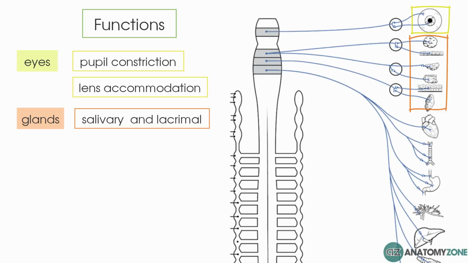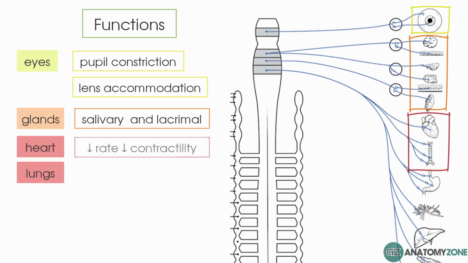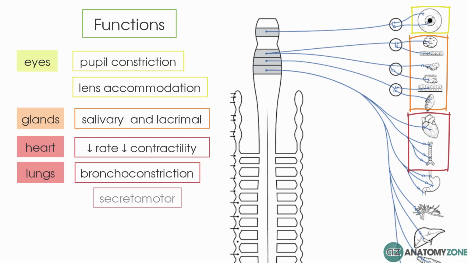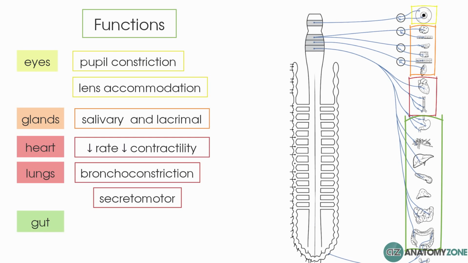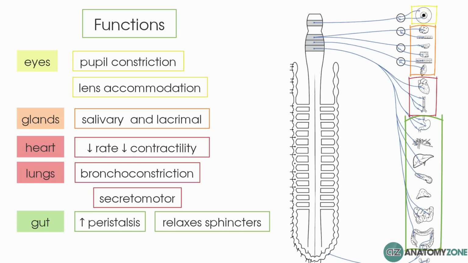And then in terms of the thoracic viscera, you've got the heart and the lungs, which are innervated by the parasympathetic division. So within the heart, it decreases contractility and the rate of the heart. And in the lungs, it causes bronchoconstriction, and also there's secretomotor function to the mucus glands. In the gut, the parasympathetic division has motor function to the gut wall, increasing peristalsis, and it relaxes the sphincters. And it also has a secretory function, a secretomotor function to the glands of the stomach and the small intestine.